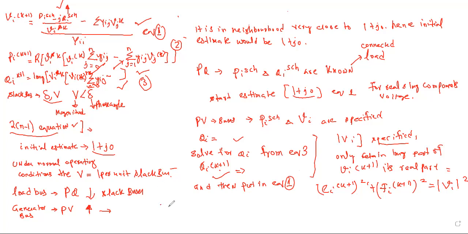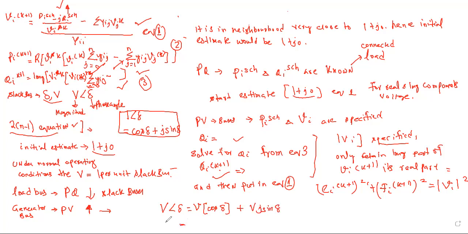When I write 1 at an angle alpha, what does it mean? It means cos alpha plus j sin alpha. You know that now. Similarly, V at an angle of alpha would mean V cos alpha plus jV sin alpha. So here the real part of this is V cos alpha, and the imaginary part is equal to V sin alpha.